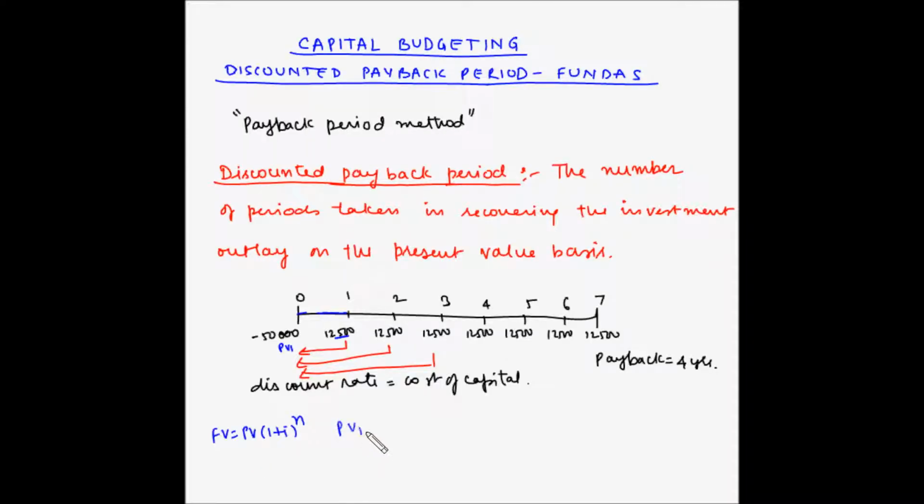So PV1 will be equal to FV1 divided by 1 plus I to the power n. FV1 is 12,500 divided by 1 plus, now I is the rate of interest, which is 10%, or 10 divided by 100, which is 0.1, to the power n. So here the tenure is 1. So this is 12,500 divided by 1.1, which is equal to 11,363.6 rupees.